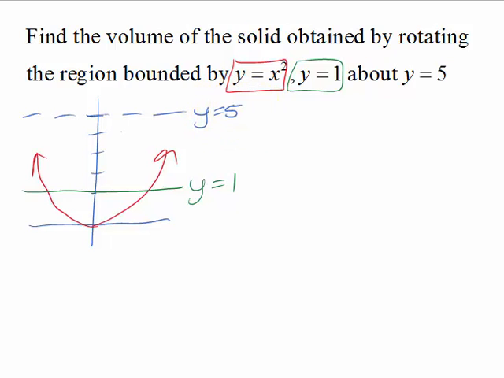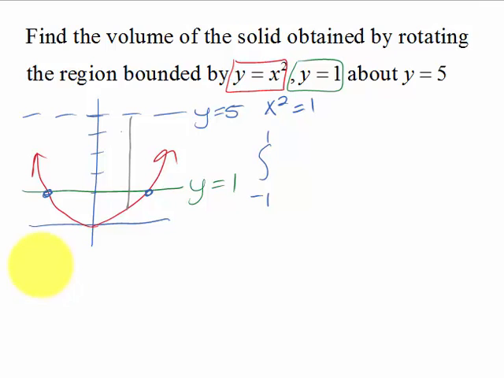So let's look at what a representative slice would be like. If we sliced it here, as we rotate this region around, we would generate washers as we look at representative slices. This would be the piece that would be in the washer, and this would be the hole in the middle. We will need to know where these curves intersect, and that's simply where they equal each other. So it's where x squared equals 1.